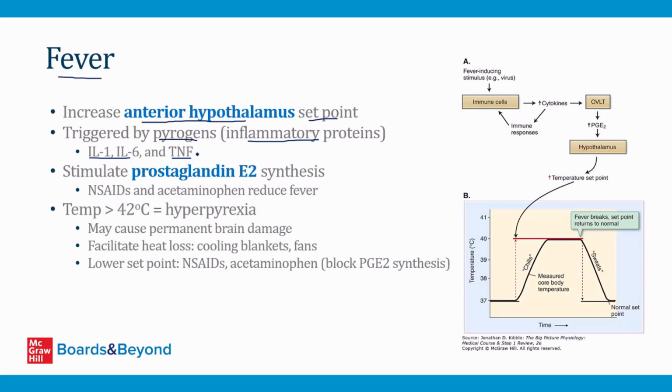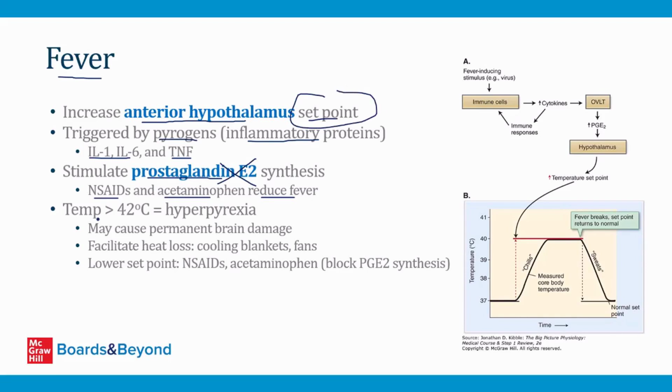This region lacks a blood-brain barrier, so it can sense these inflammatory proteins, and when it senses it, it tells the anterior hypothalamus to raise the set point. The way the set point is raised is by synthesizing prostaglandin E2 in the anterior hypothalamus. And this is why drugs like nonsteroidal anti-inflammatory drugs like ibuprofen and also acetaminophen reduce fever, because they block prostaglandin E2 synthesis in the hypothalamus, and that lowers the set point.